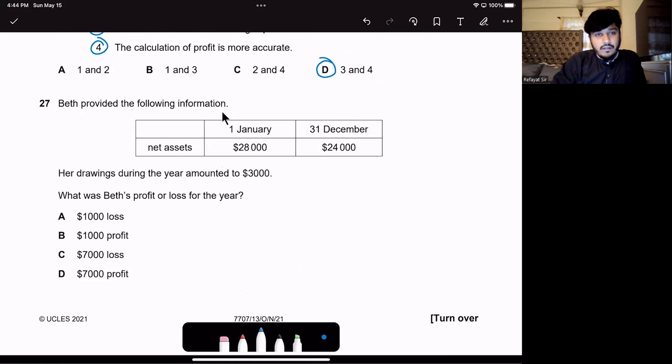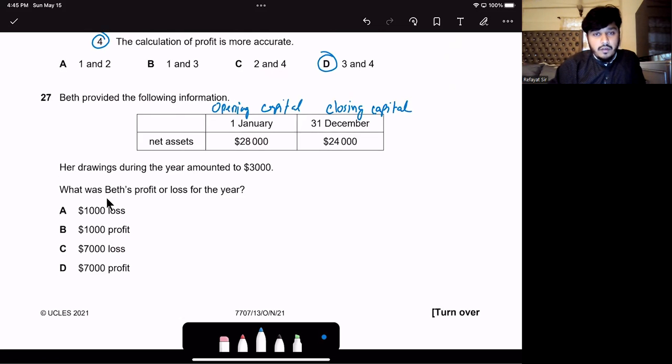Beth provided the following information. Her drawings during the year amounted to 3,000. Net asset means capital. So this one is opening capital, and net asset of 31st December is closing capital. And over here we have drawings. What was Beth's profit for the year?